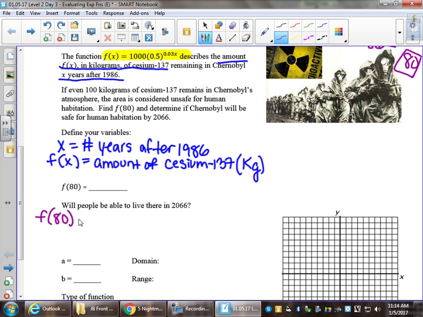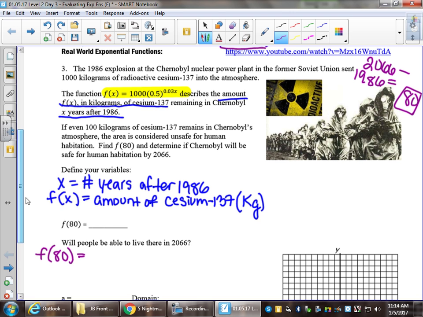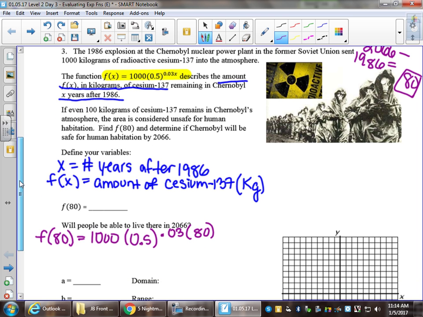f of 80 equals 1,000 times 0.5 raised to the 0.03 times 80. People working on calculators, you are going to type in 1,000 all at once, 1,000 times 0.5 caret, and I need to group this together. So in parentheses, I'll type in 0.03 times 80.